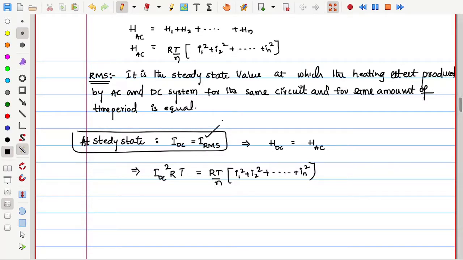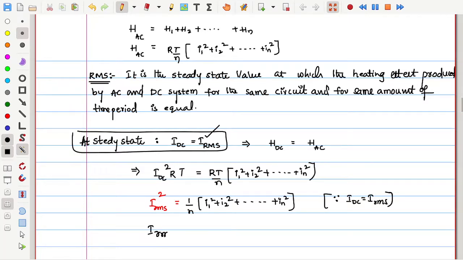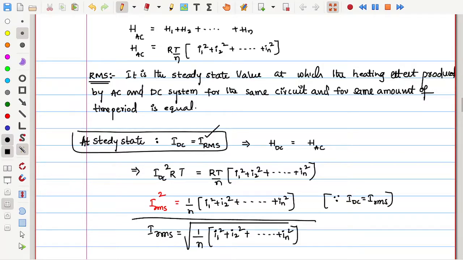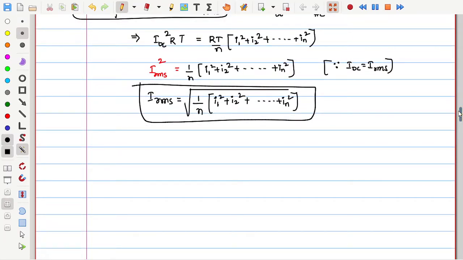So now what I shall do is substitute IRMS square in place of IDC square, and R into T will get cancelled. What is left is 1 by N into I1 square plus I2 square plus and so on IN square. How did I get this expression? Since IDC is equal to IRMS. Now, simplifying further mathematically, we get IRMS is equal to the square root of 1 by N into I1 square plus I2 square plus and so on IN square. This is one of the important expressions which gives many conclusions for AC systems.